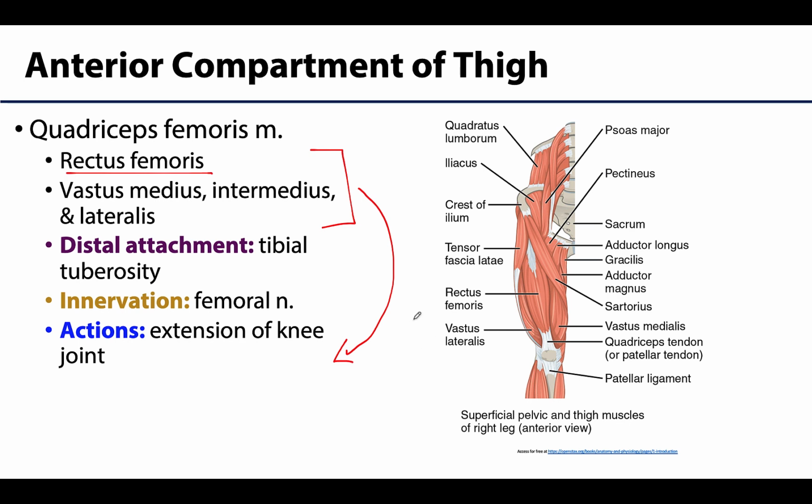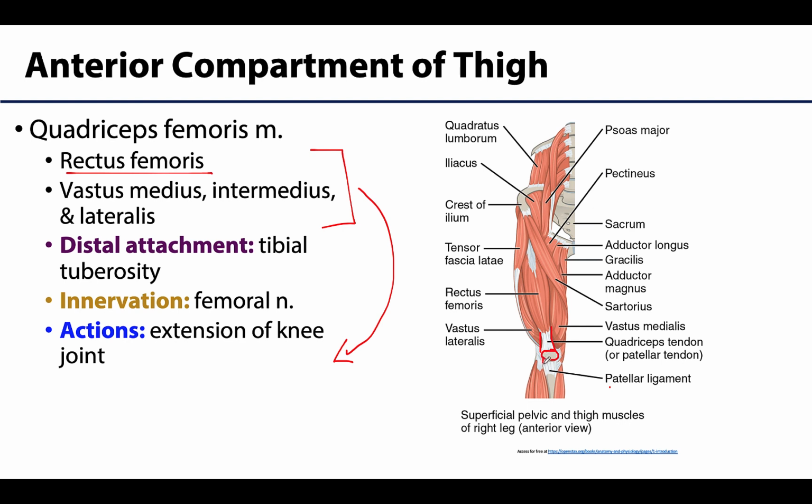And these tendons are going to unite. All four of those heads unite and form the quadriceps tendon. And the patella is formed within the quadriceps tendon. Recall that the patella is a sesamoid bone. What's distinct about a sesamoid bone? They form in tendons, right? So that's exactly what the patella is doing. It's forming within the quadriceps tendon.